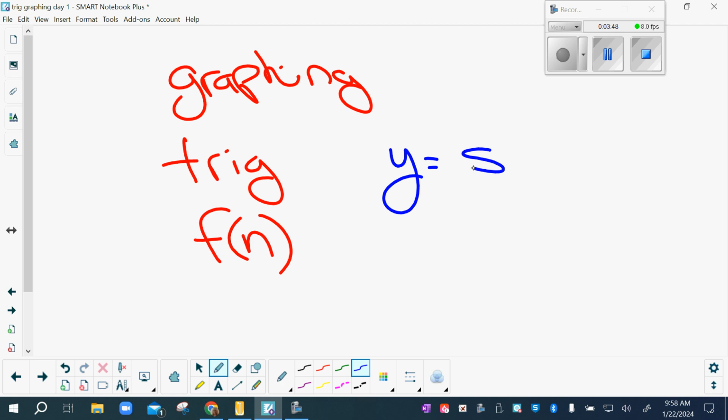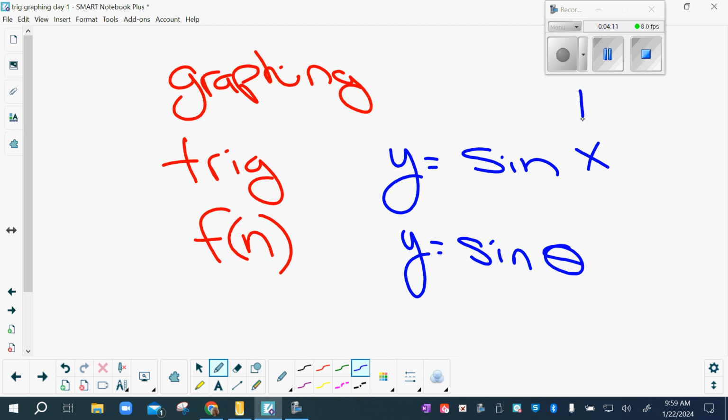Y equals sine. Now, here's what's interesting. Some textbooks will call it sine X, and some textbooks call it sine theta. My software does both, and I end up doing both. So I need you not to freak out if I have a theta in there or if I have an X. It's the same thing. Doesn't really matter. Here's what's important to know. We're going to be plugging in angles here, and we're going to be getting out numbers here.